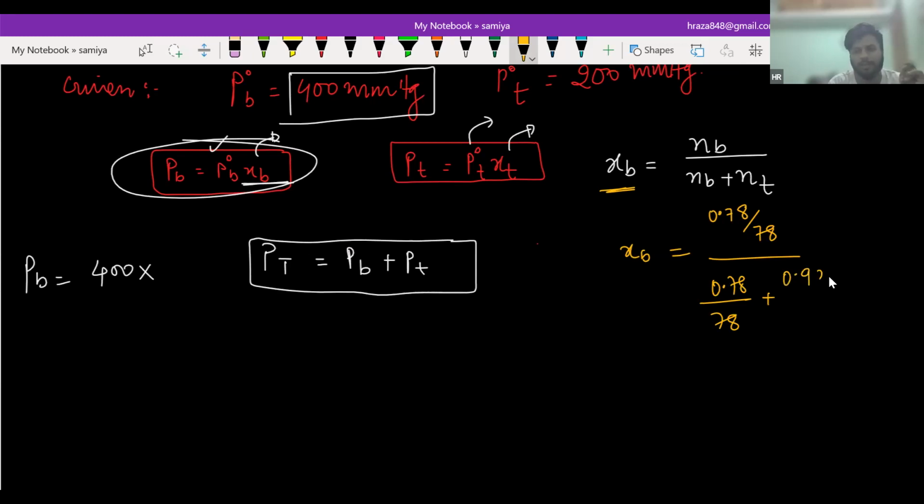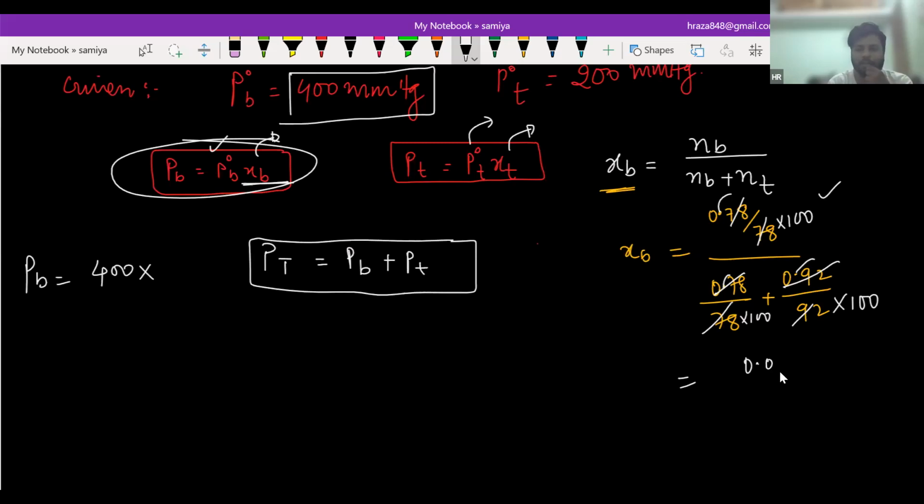For toluene, the given mass is 0.92, and the molar mass, if you calculate it for C6H5CH3, will be 92. Now I am going to solve it. If you remove this, 100 will be here, 100 will be here, and 100 will be here. Now 92, 92, 78, 78 cancel. Now what is left here?